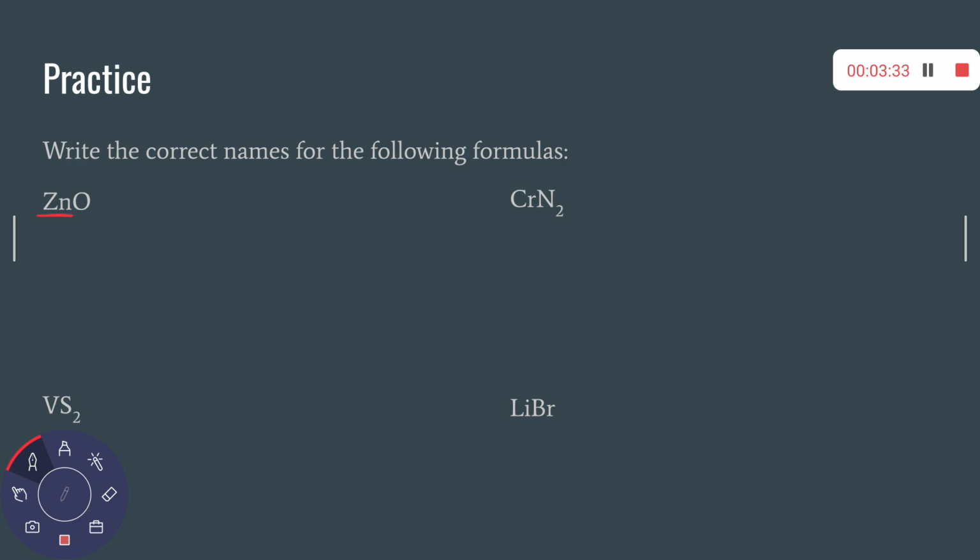Now, we have Zn, we name that zinc. Zinc is a transition metal, but it's another exception. It is always a 2+, and so I don't need a Roman numeral. Then I name my anion with that IDE ending. This is zinc oxide.